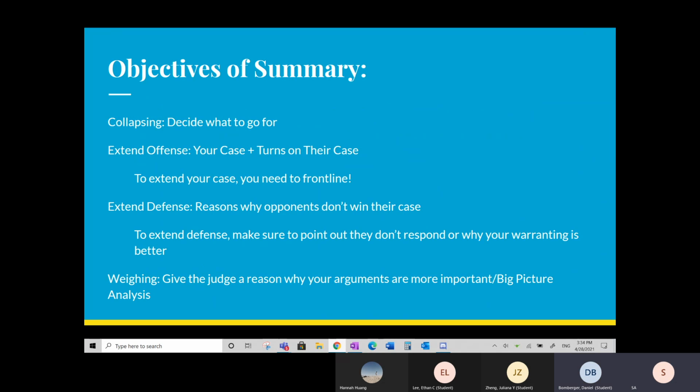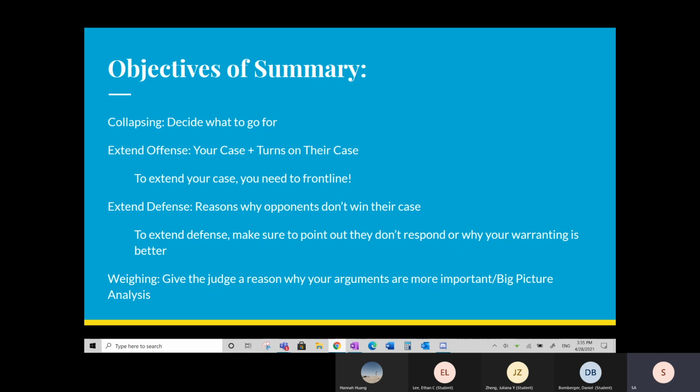Okay, so to review what a summary does, since we've only really been doing it part by part. The first thing that you have to do is collapsing, or you don't have to collapse, but you probably should collapse. If you're running 3 contentions, you have to decide what to go for on your case and also on your opponent's case, right? The second thing you should do is extend offense. Once you decide which contentions you're going for, you're going to extend your case and also any turns on their case that you do want to extend.